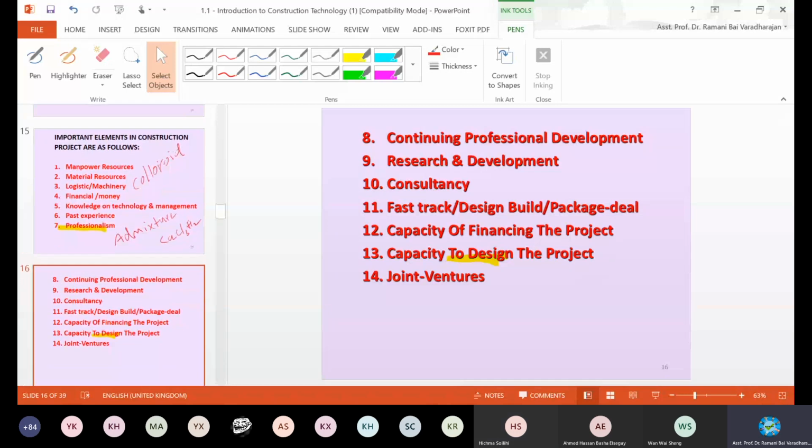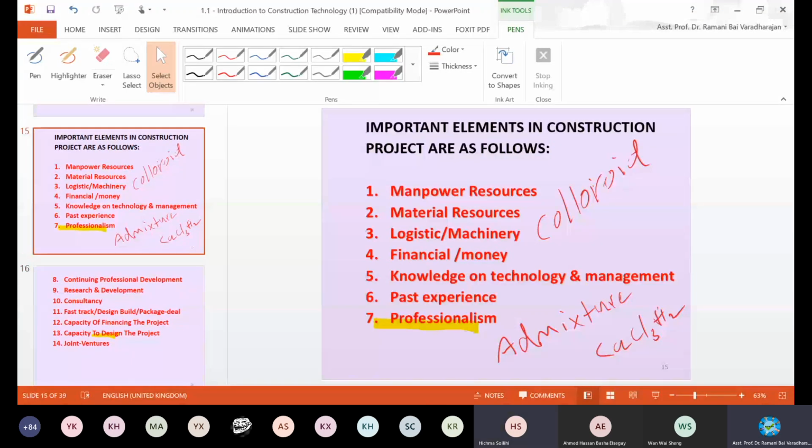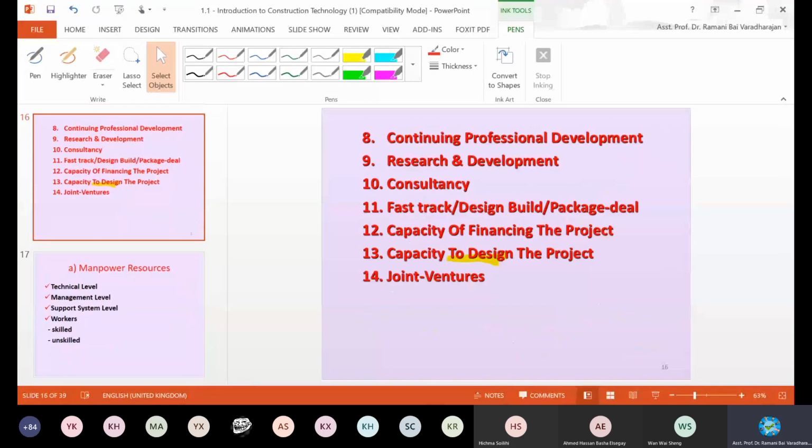So altogether, we have seen about 14 factors or elements of a construction project that one has to remember. Check before you start a project. Think of a project. In the initial stage itself, you should see what is the manpower, material, logistics, finance, technology, experience, professionalism, training, research, consultancy. Research and consultancy can go together. Both are doing testing, development, and fast track the duration, and design build are using only fabricated ones.